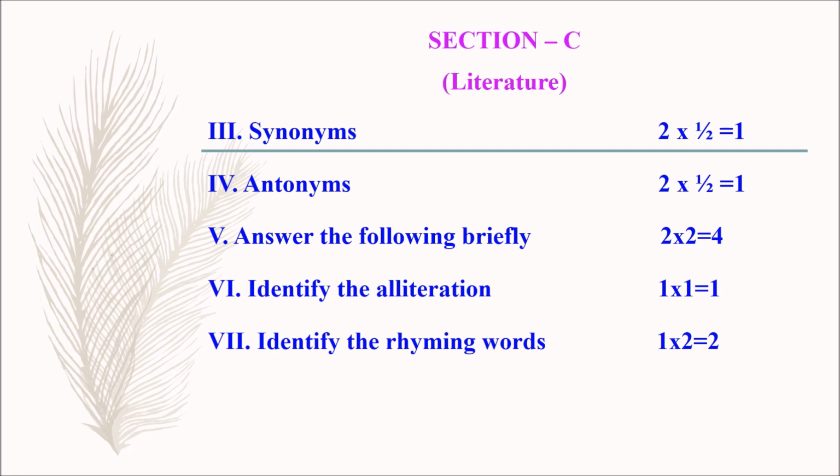Roman letter 6, identify the alliteration. Here they will give you 2 lines. In that you have to identify alliterated words. For alliteration you will get 1 mark. Roman letter 7, identify the rhyming words. Here they will give you 2 lines. In that you have to identify the rhyming words. For rhyming words you will get 2 marks.